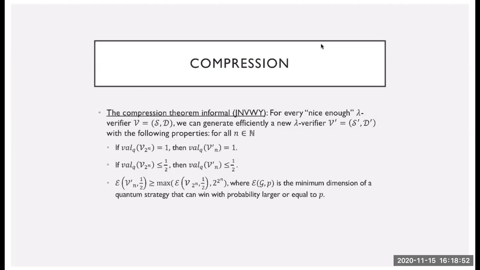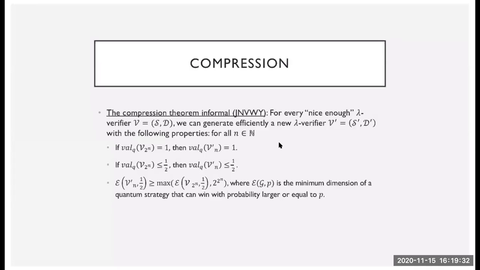Any questions about this compression theorem? Michael? Yes. Intuitively, I would have expected the last claim to go the opposite way, with the entanglement for V'_n being lower than, not greater than. Because if you want to simulate, Eyal, please. The entanglement claim. I'd expect that you would say to simulate this game, the simulator needs not too much entanglement. And here you give a lower bound for the resources you need.